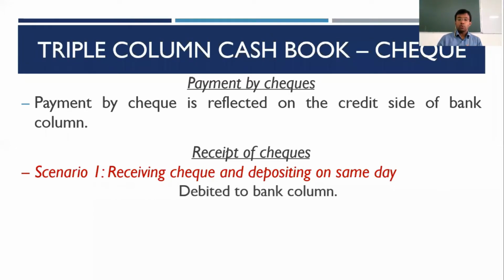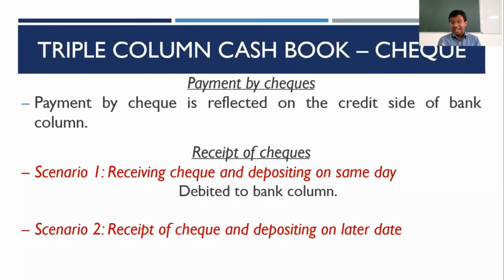In this case, what would happen is you would debit the bank column. In this scenario, on the day that you have received the check, you will debit the bank column. Now remember, bank column is personal in nature. Golden rule is debit the receiver. So here you're receiving the check, and since you're receiving the check, on the day that you have received it, you will debit the bank column.